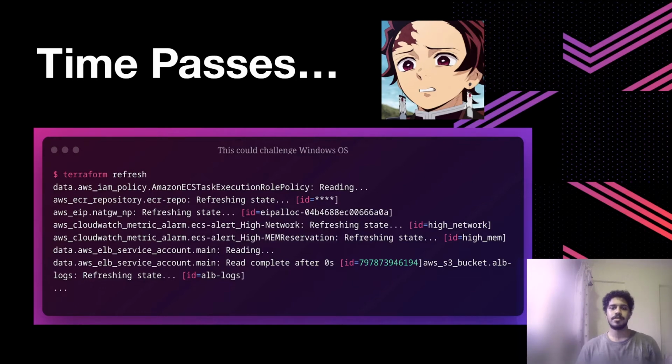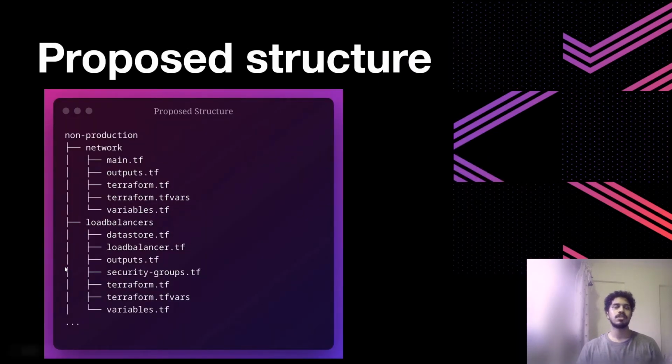The simple thing that I am proposing is to split the folders based on the resources. For example, we have a non-production folder here. We have a network folder wherein we can define our resources such as our VPC, our subnets, private subnets. You can use a VPC module to do this very easily, and the VPC module will give you a lot of outputs. So these outputs can be accessed by different folders using something called a Terraform remote data source.